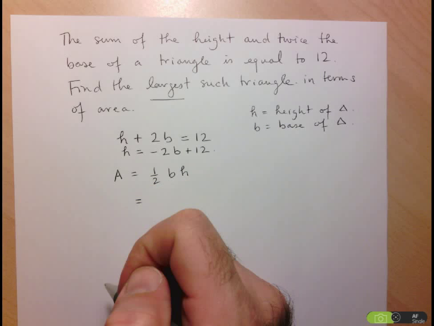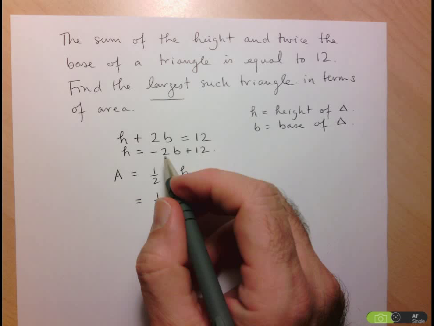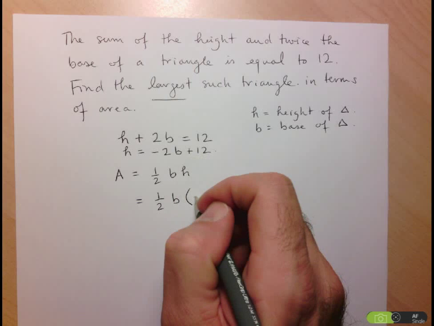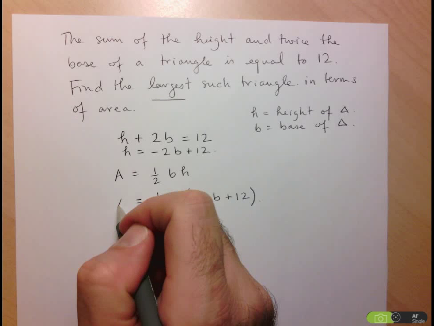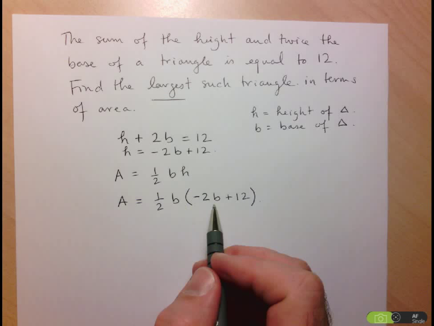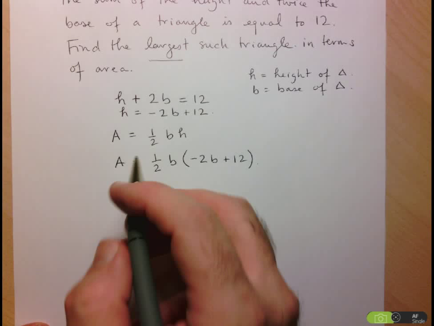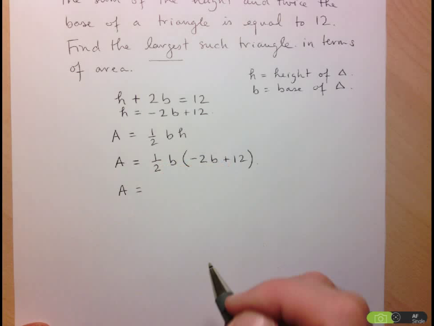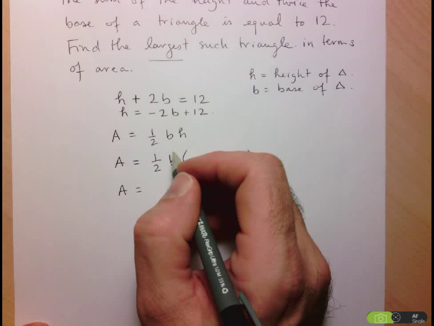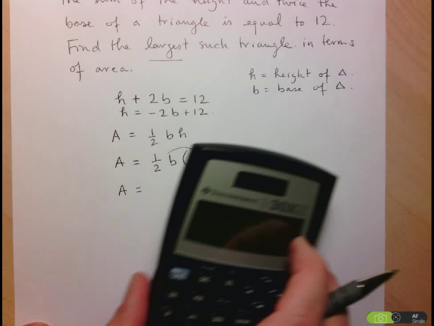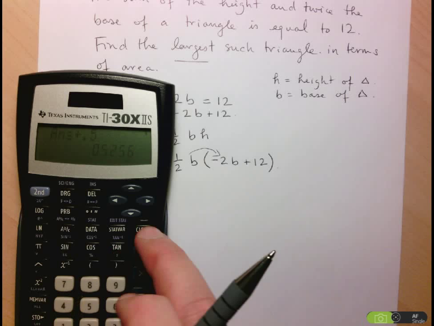So in this equation here, wherever I see an h, I'm going to replace it by negative 2b plus 12. So negative 2b plus 12. And now I have a function that has only one type of variable. Okay, so let's now go ahead and solve that. So first thing we have to do is let's put it in standard form. Okay, so here we've got 1/2 b times negative 2b. So again, you might be able to do that in your head, or maybe you need to use a calculator. Either way is fine. So let's see what we have here.